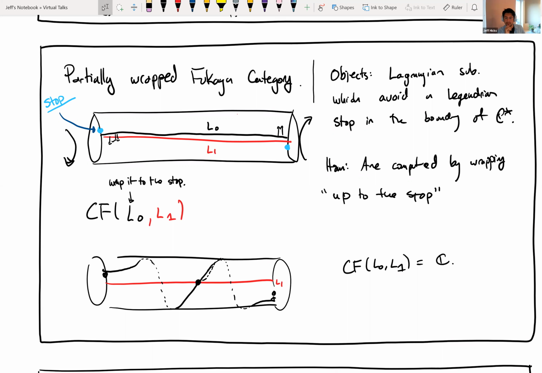Okay. Mm-hmm. You could, of course, do something a little bit different. Different stops will give you different categories. You could, for instance, work on something which was only stopped at one end. You could remove this stop, and then you'd be wrapping one side, which would give you a different computation than if you had stopped both sides. Mm-hmm. Okay, thank you. Thanks for the question.